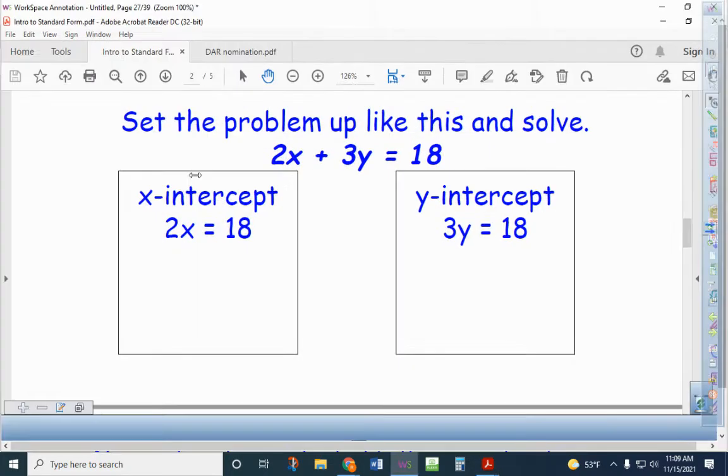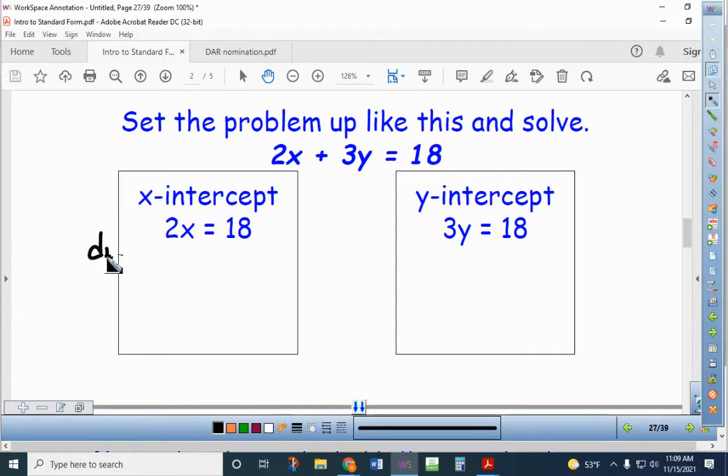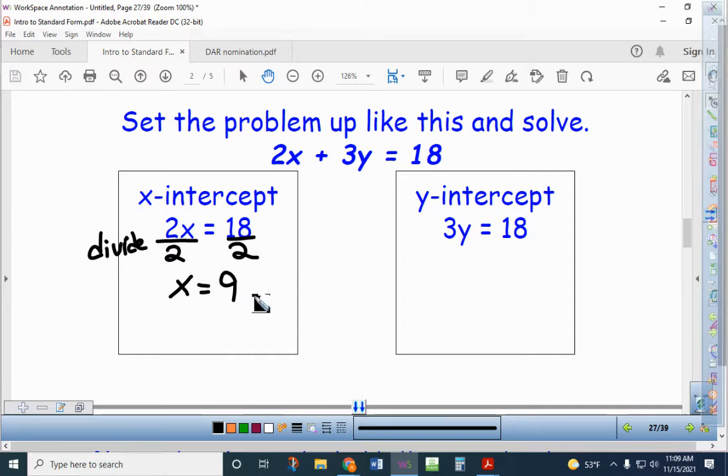Well, how do you solve that? You divide by 2, because that's just a simple multiplication, one-step problem. So we get x equals 9. All right, so this one we're going to divide by 3. And so we get y equals 6.